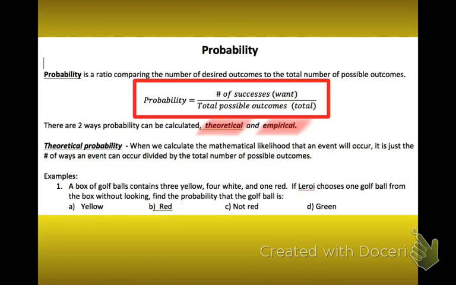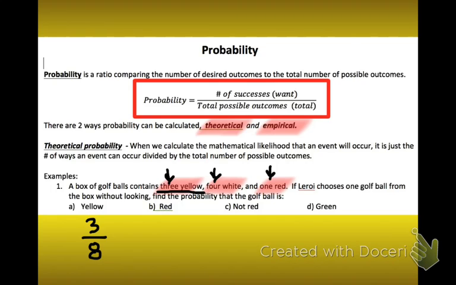So looking at an example here using theoretical probability. A box of golf balls contains 3 yellow, 4 white, and 1 red golf ball. If Leroy chooses 1 golf ball from the box without looking, find the probability that the golf ball is, so looking at the first one, yellow. Well, we know there are 3 yellows, so that's 3 out of a total of, well, we have 3 and 4 and 1, and if you add those together, it gives you a total of 8.